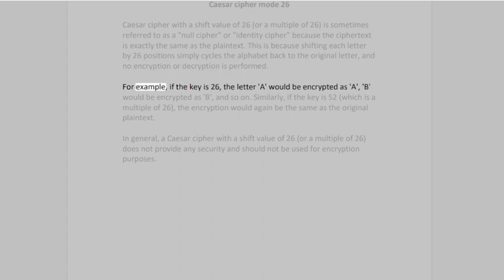For example, if the key is 26, the letter A would be encrypted as A, B would be encrypted as B, and so on. Similarly, if the key is 52, which is a multiple of 26, the encryption would again be the same as the original plaintext. In general, a Caesar cipher with a shift value of 26, or a multiple of 26, does not provide any security, and should not be used for encryption purposes.